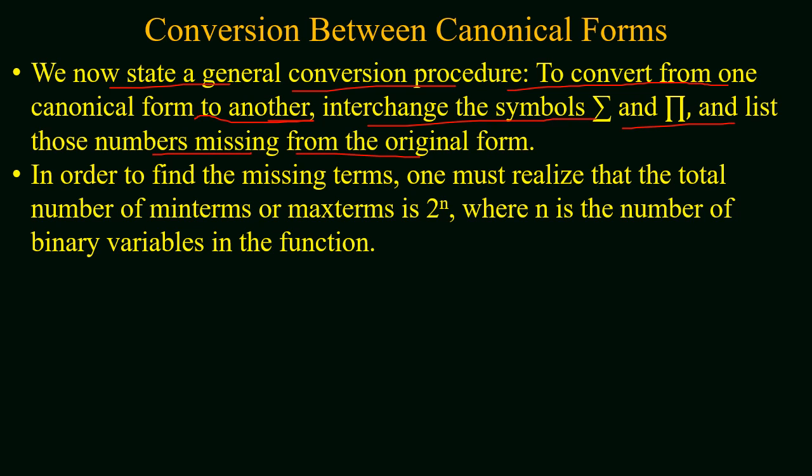In order to find the missing terms, we must realize that the total number of minterms or Maxterms can be 2 power n, where n is the number of binary variables within a function.